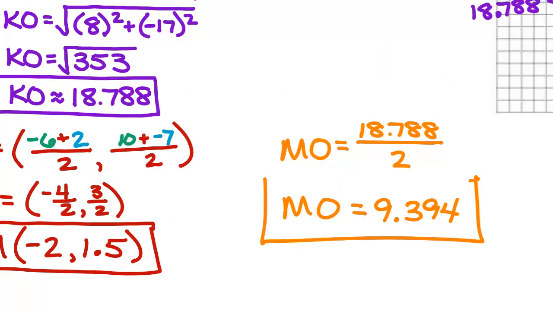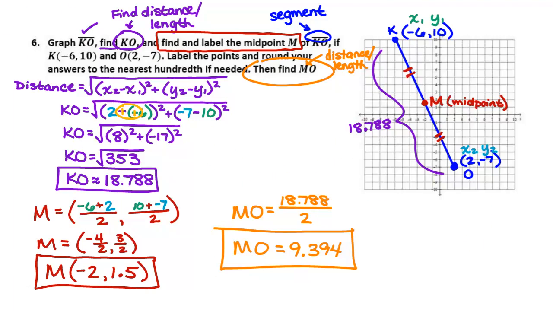Absolutely correct. That was a lot of ideas all pulled together in one problem. We found distance, we found our midpoint, and we used the idea of congruent segments, dividing up our large segment into smaller pieces of equal size.